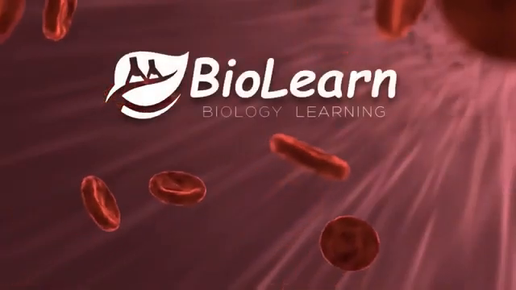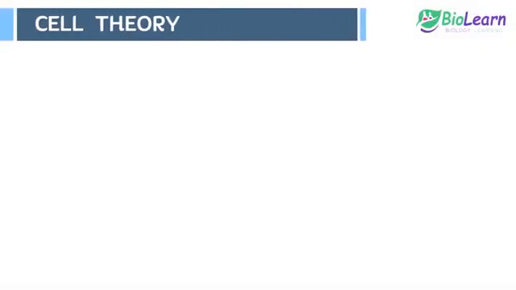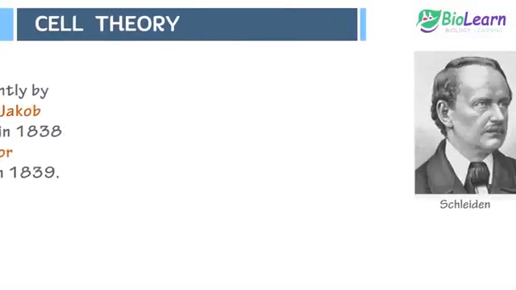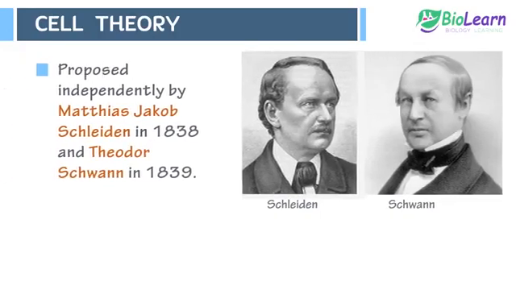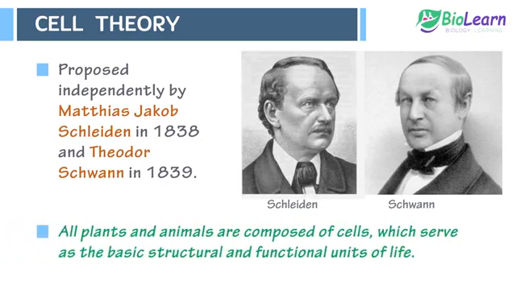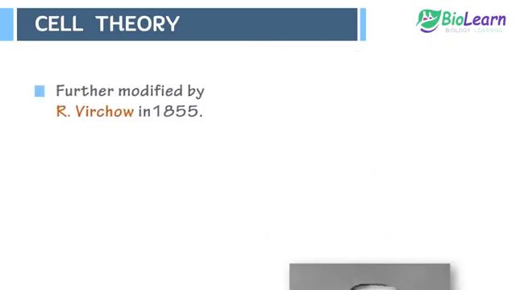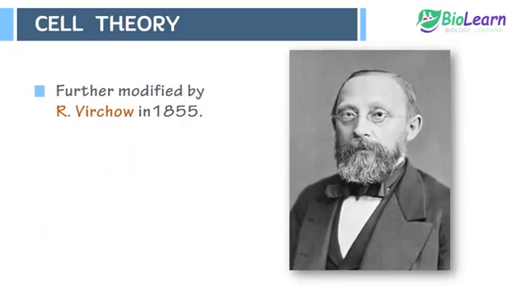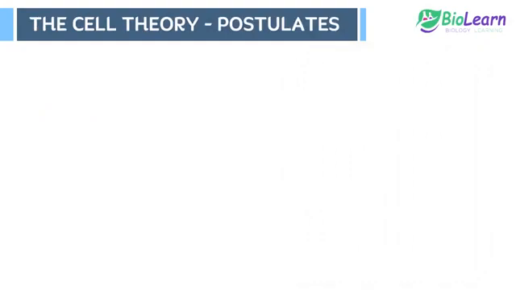Welcome to this quick video session about cell theory. The formulation of cell theory was a major breakthrough in cell biology. It was proposed independently by German botanist Matthias Jakob Schleiden in 1838 and German zoologist Theodor Schwann in 1839. Initially, they proposed that all plants and animals are composed of cells which serve as the basic structural and functional units of life. The cell theory was further modified by another German biologist named R. Virchow in 1855. Let us go through the main postulates of complete cell theory.